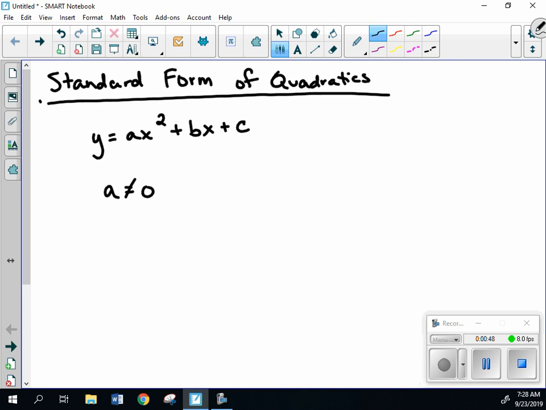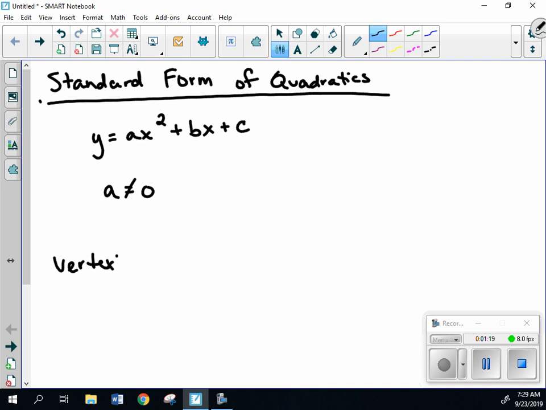With that being said, vertex form uses an a value as well, which happens to be the same in standard form. So that a is going to determine whether our quadratic is facing upward or downward, as well as how far our branches are stretched or shrunk. So with that being said, there are ways that you can find the vertex of standard form.